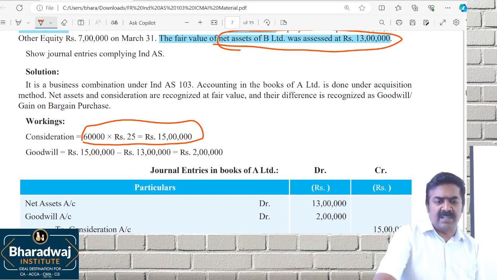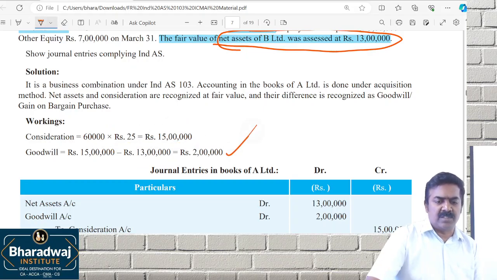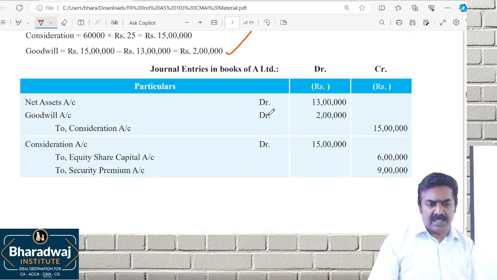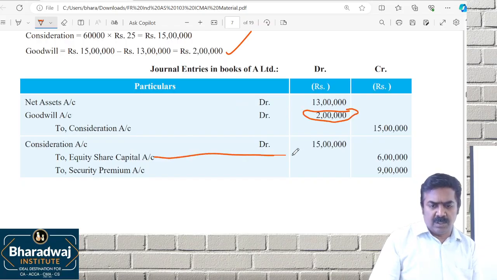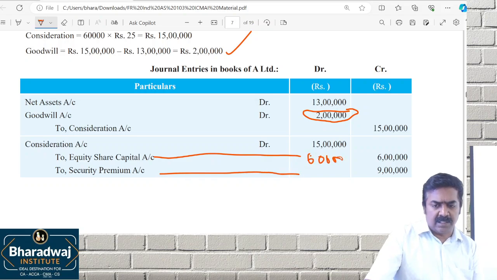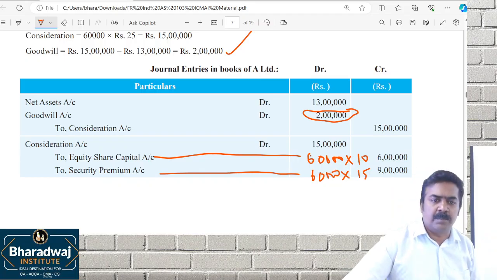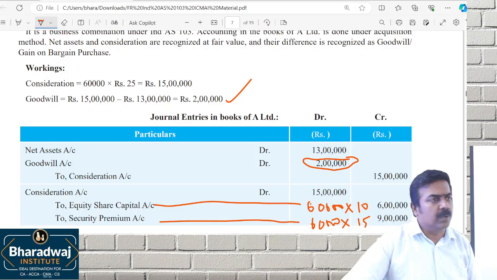So what is the fair value of net assets? 13 lakhs. We paid a consideration of 15 lakhs now. What is the excess amount paid? 2 lakhs will be taken as goodwill. No NCI. We acquired everything. Net assets account debit. Goodwill is a balancing figure. To consideration, to equity share capital, 6 lakhs, 60,000 shares of 10 each. This is 60,000 shares, premium 15 rupees. 25 rupees is allotted: 10 rupees face value, 15 rupees what? Premium. Any doubt in it?